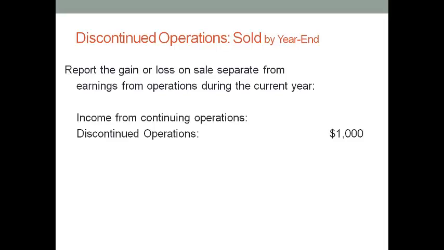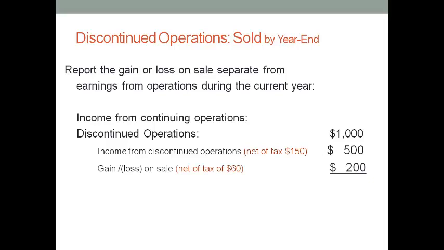The gain or loss on sale is generally reported separately from the results of operations during the year. In this example, the segment earned a total of $650 operating before it was sold and an after-tax profit of $500. The gain on the sale of the asset was $260, reported net of tax at $200.